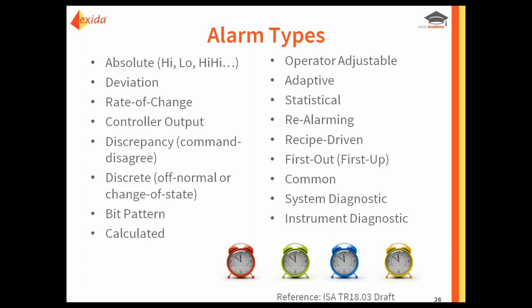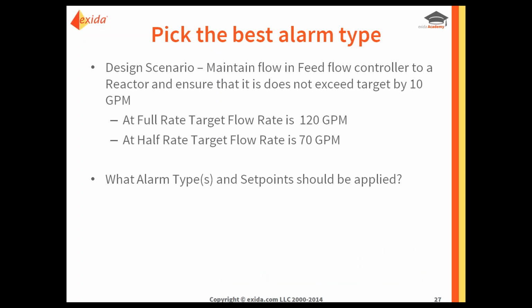to a reactor. We need to make sure that it doesn't exceed the target by more than 10 gallons per minute. Now we have different targets for flow rate depending upon the production capacity or what production we're running. If it's at full rate, the target flow rate is 120 gallons per minute. If we're at half rate, it's 70 gallons per minute. So the question is, what alarm types and set points should be applied in this scenario?